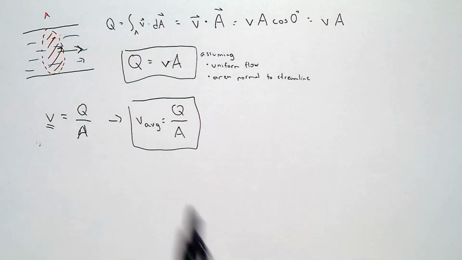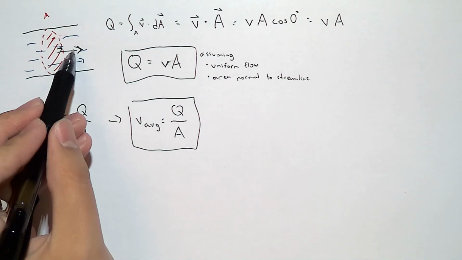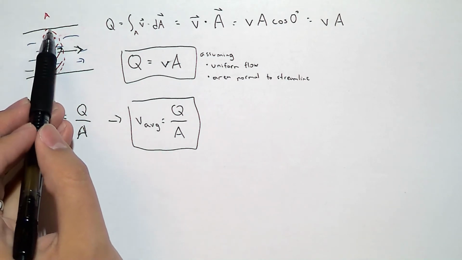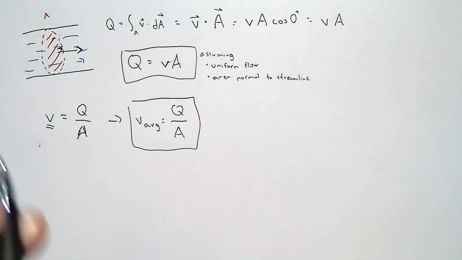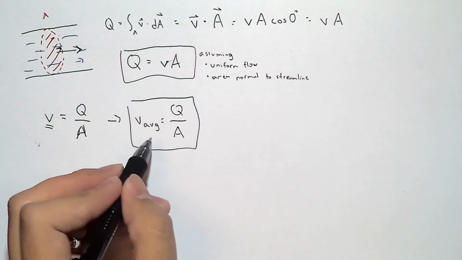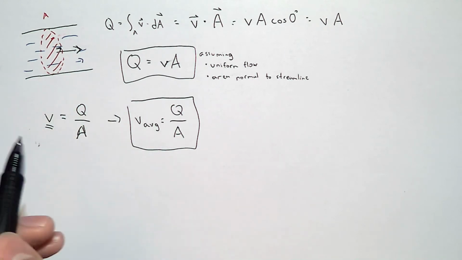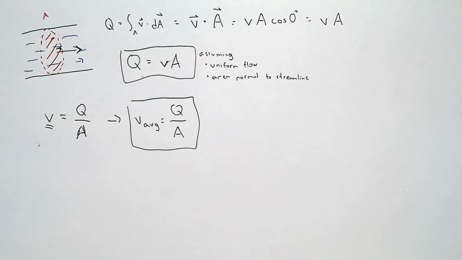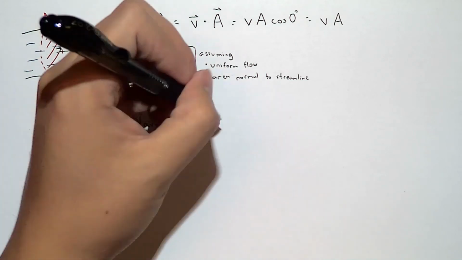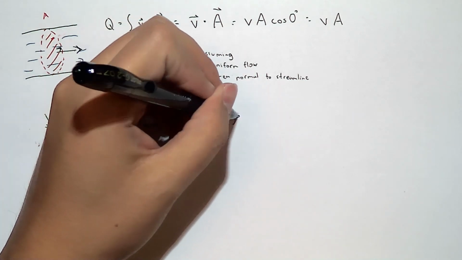This average velocity doesn't mean that it's the velocity at the center. It doesn't mean that it's the velocity at the walls. But what it does mean is that if this entire area had one velocity only, it will still give you the same flow rate. So that's what I mean when I say average velocity.